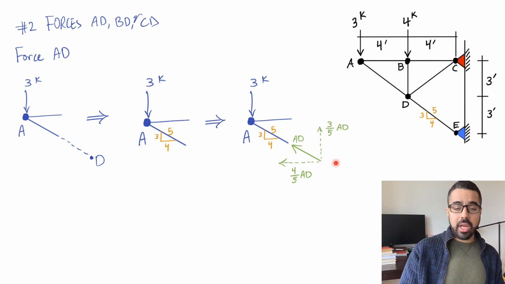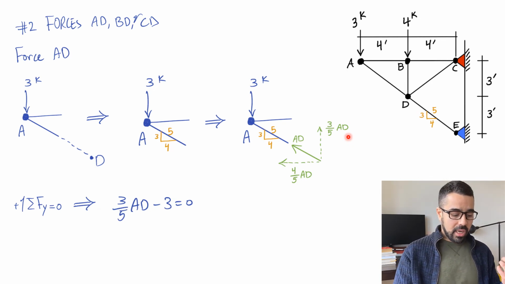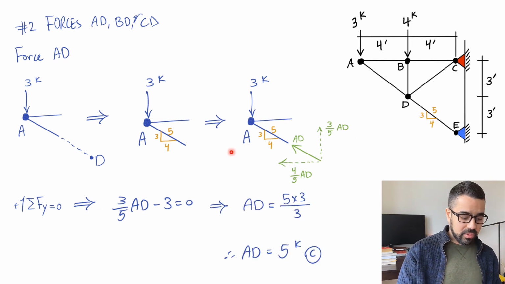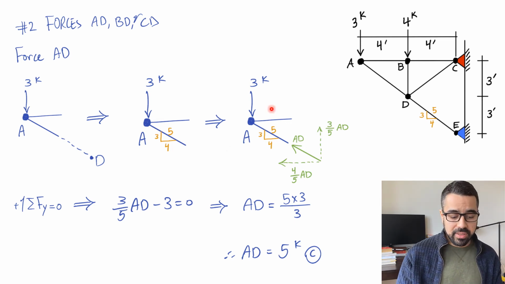So if we do summation Fy, you will see that we have only the 3 and then 3 over 5 AD. And that's going to give us basically AD. Summation Fy equals 0. 3 over 5 AD, it is positive because it's going upward, minus 3 because it's going downward, equals 0. That's going to give us AD of 5 kip. It's in compression, so the assumption is right.